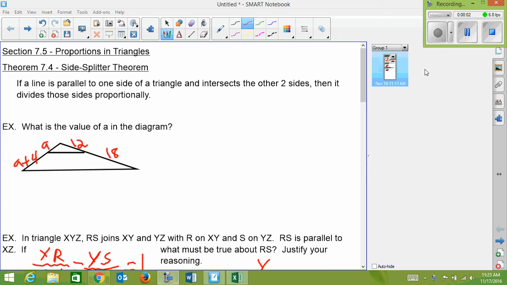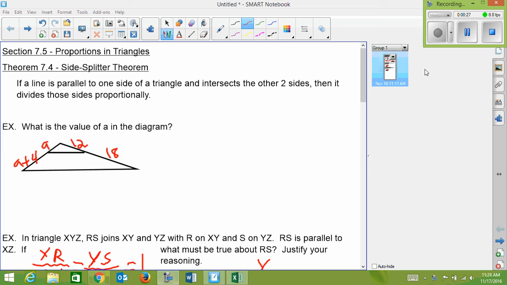Hello and welcome to section 7.5, which is on proportions in triangles. Theorem 7.4 states that if a line is parallel to one side of a triangle and intersects the other two sides, then it divides those sides proportionally. That is the side splitter theorem. It splits the sides.